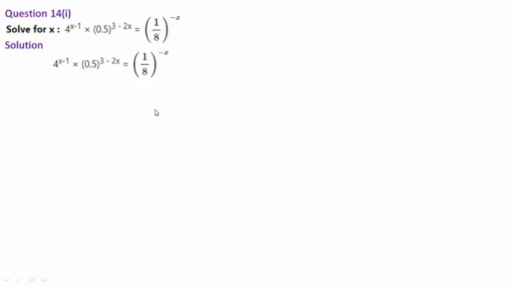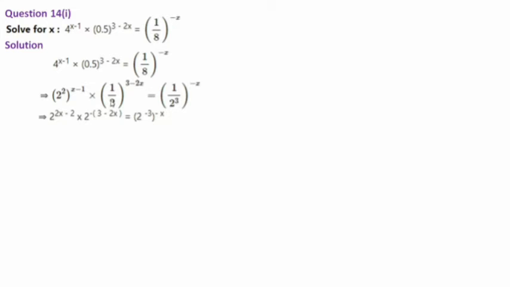All right, now if you see here, what I can do is write this 4 as 2 square, 0.5 is half, and 1 by 8. So this 8 can be written as 2 cube. Okay, now next step, you need to multiply the powers. So 2 into x is 2x, 2 into 1 is 2. All right, now how much is this actually?